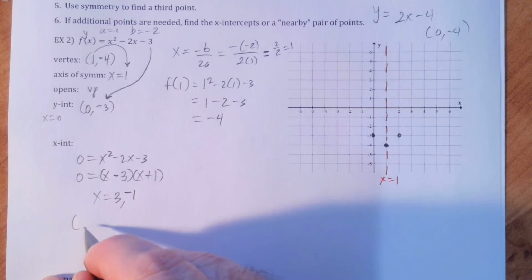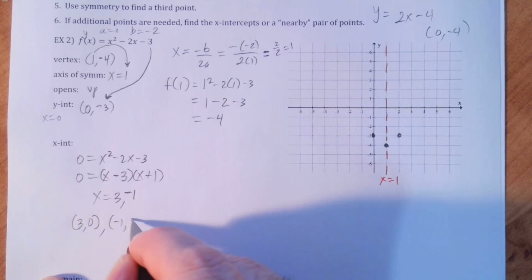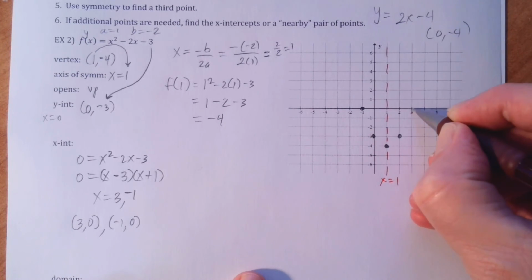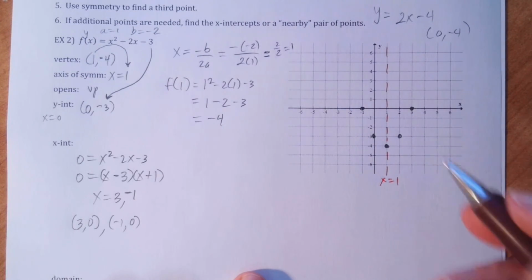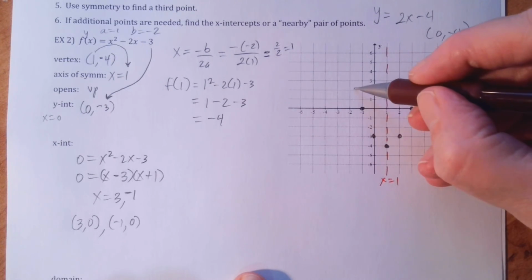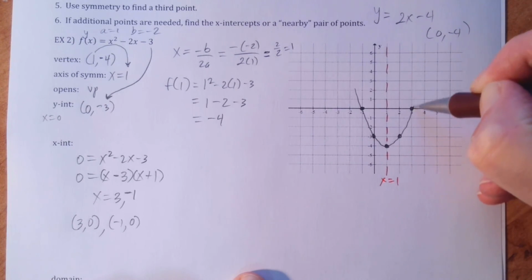So our x-intercepts are 3, 0 and -1, 0. So -1, 0, and 3, 0, which is what we would expect. Notice we're 2 away on each side, and so let's go ahead and draw our graph.